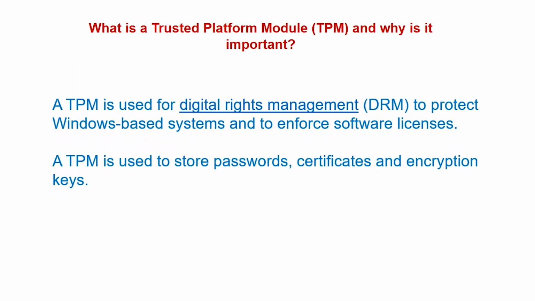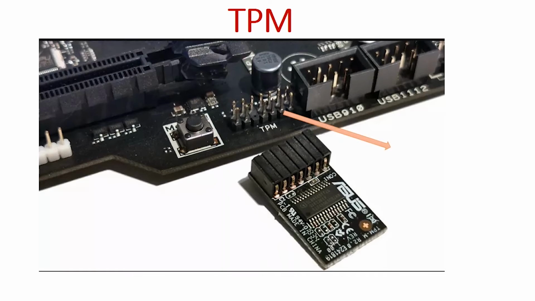A TPM is used for digital rights management to protect Windows-based systems and to enforce software licenses. A TPM is used to store passwords, certificates, and encryption keys. Here is a typical example of a TPM slot and a TPM card in your PC.